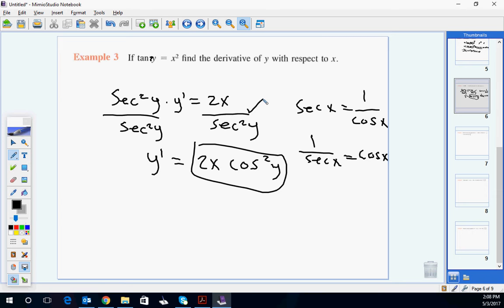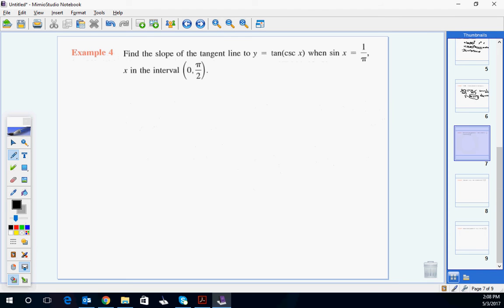All right. Good? Good? All right, so 4, find the slope of the tangent line. Okay, derivative, translation, right? Find the slope of tangent line. Y equals tan cosecant x when sine x equals 1 over pi, on the interval of 0 to pi over 2.